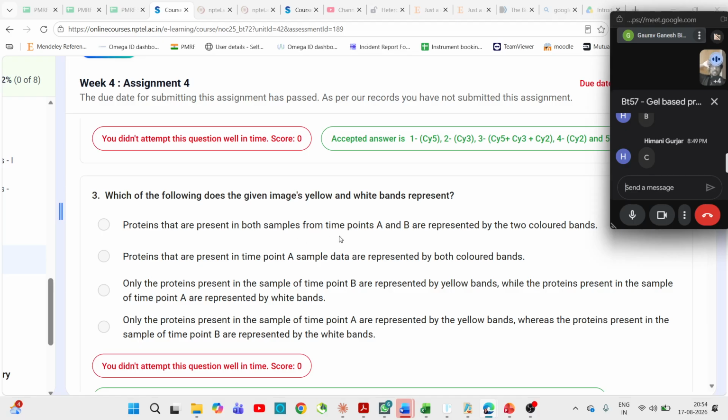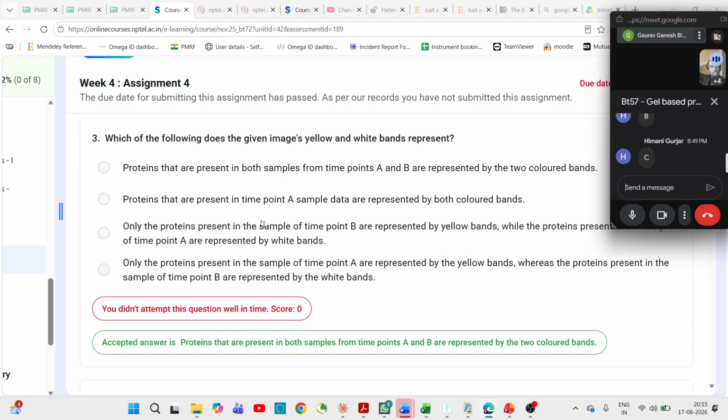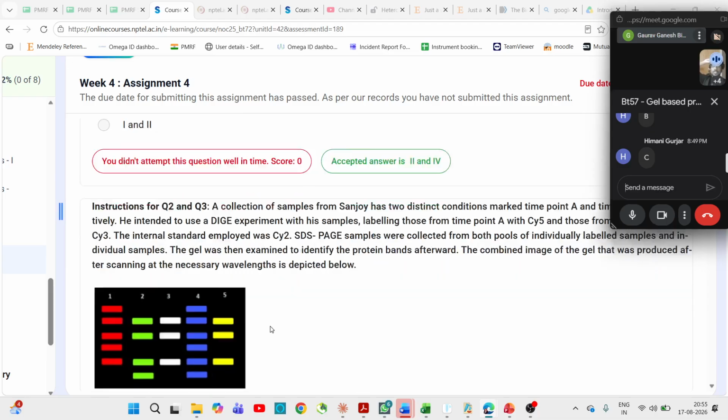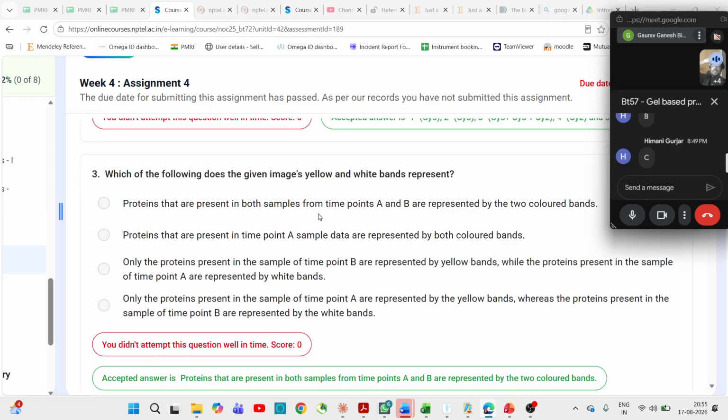Proteins that are present in both samples from time points A and B are represented by these two colored bands. A protein present in the time point A sample is represented by both colored bands, but those present only in time point B are yellow and those present in the time point A sample are white bands. What do you think? So proteins that are present in both samples, time point A and B, are represented by these two colored bands. Now we don't know exactly because they haven't mentioned what that is. It can be either A or B. So what we know from the question is they are present in both samples from time points A and B and are represented by two colored bands.